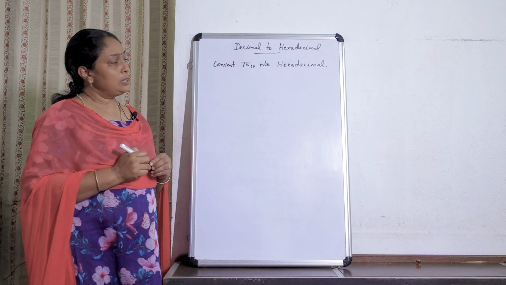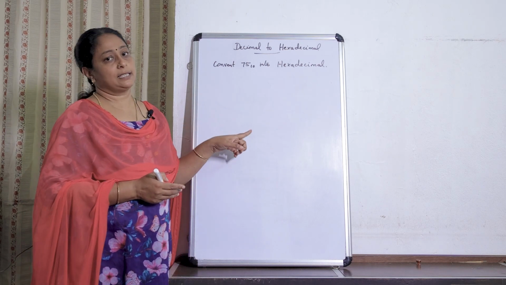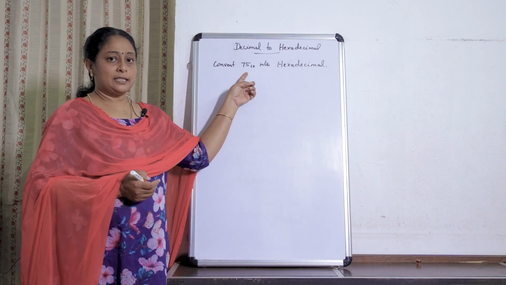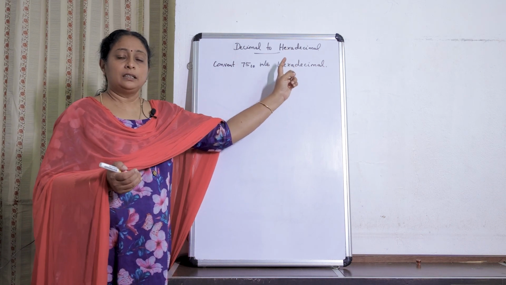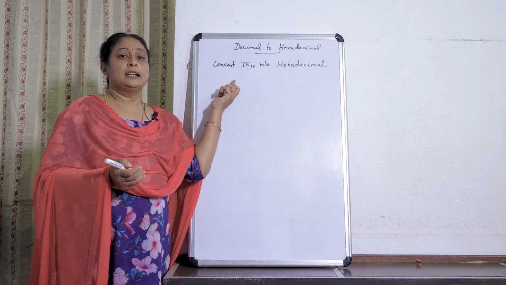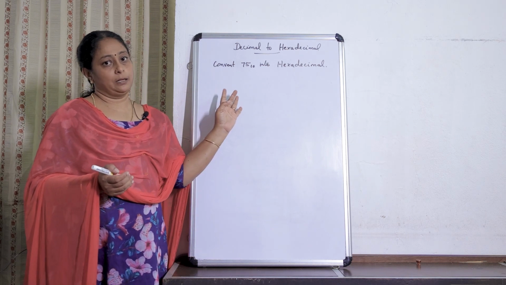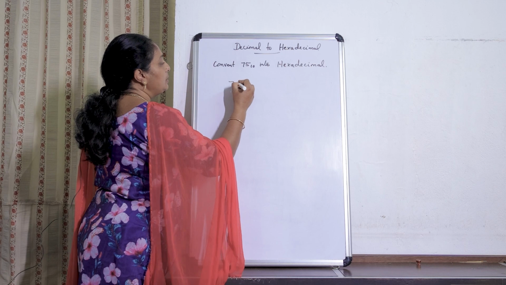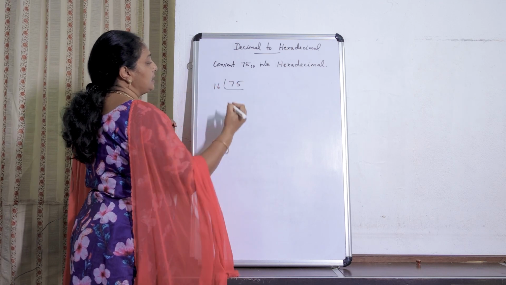Now, in this video, the next conversion is decimal to hexadecimal. Okay, 75 to the base 10 to be converted into hexadecimal. The base of hexadecimal is 16. Decimal comes first, so it is division. Repeated division by 16 is the method. Okay, now 75 to be divided by 16.